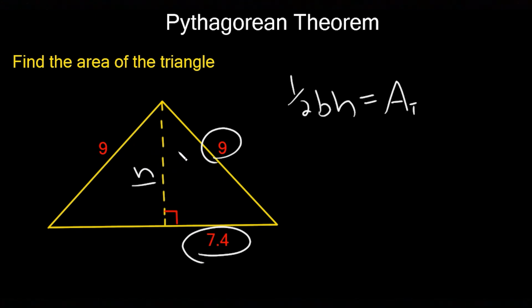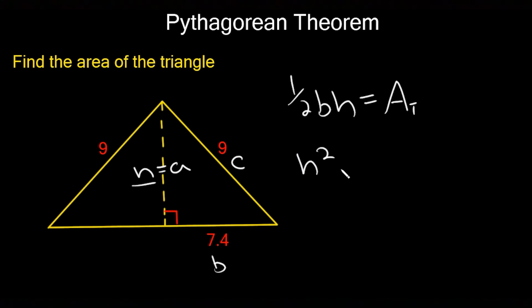So I'm going to go ahead and label everything. This is going to be C, I'll call this B, and h is technically going to be A, okay? So I'm going to put here equal to A, right? So I'm going to say here, h squared, which is really A, right, plus 7.4 squared, that's my B, equal to 9 squared, that's my C.